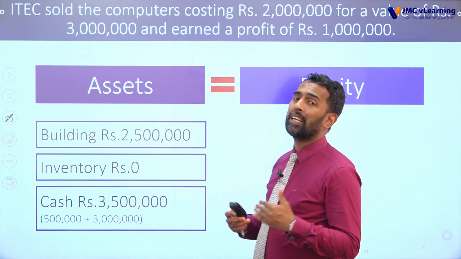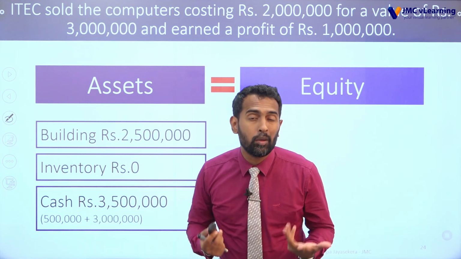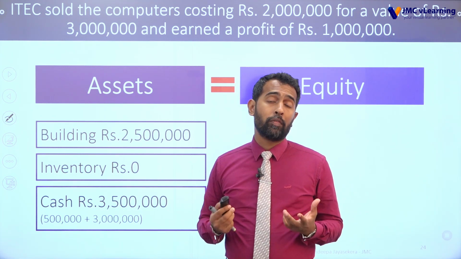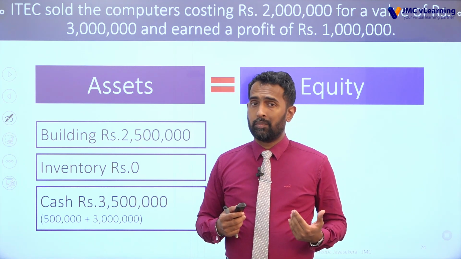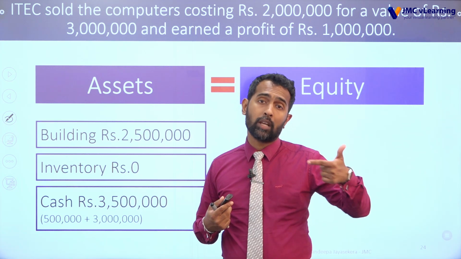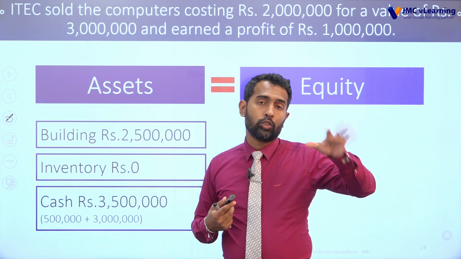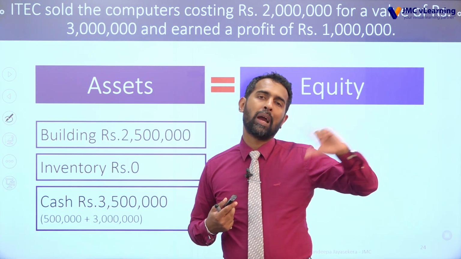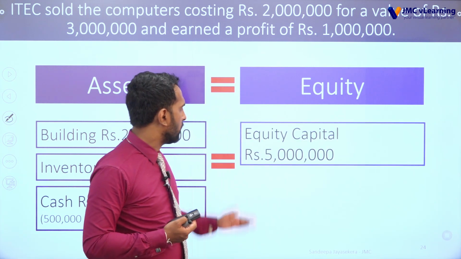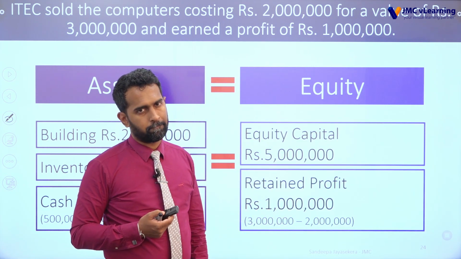Now, by selling 2 million worth of inventory at a value of rupees 3 million, you are earning a profit of 1 million. We all know that in a business, profit always belongs to the owner. The business is running it, but the profit belongs to the owner because the owner has pumped in money and started the business and he needs a return. That return is profit. So we have to repay that profit back to the owner. So that profit will be part of your equity. So the capital is 5 million, retained profit 1 million.